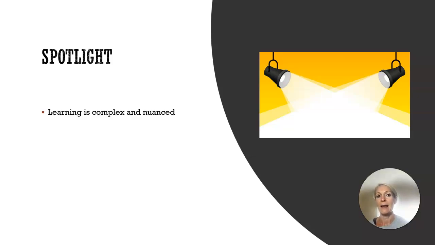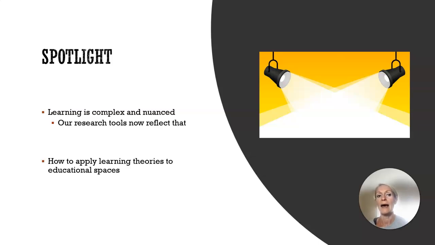First of all, in this chapter it talked about how there's always this tension between, for learning and development, how much is innate and how much is guided by environmental forces, and how much do those two intersect. What we do know and now appreciate is that learning is complex and nuanced, and thankfully our research tools now reflect that. We're also going to think about how to apply learning theories to educational spaces.